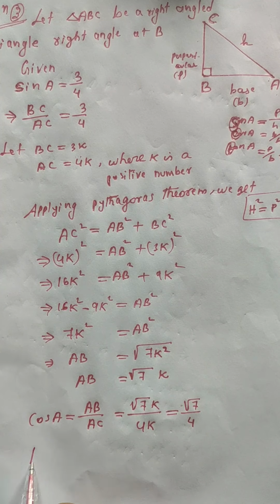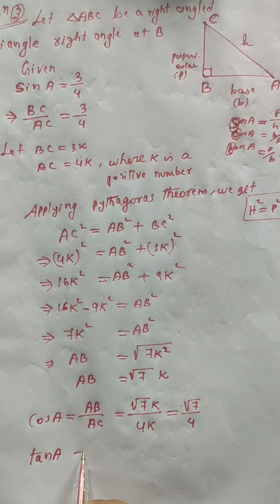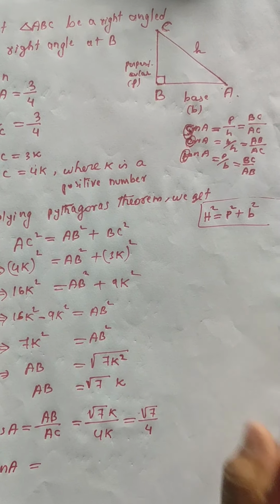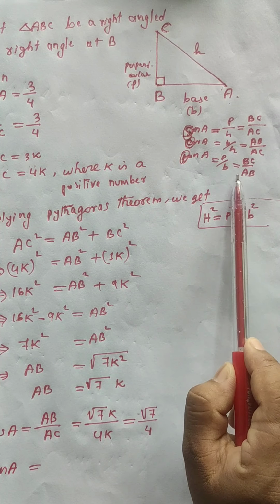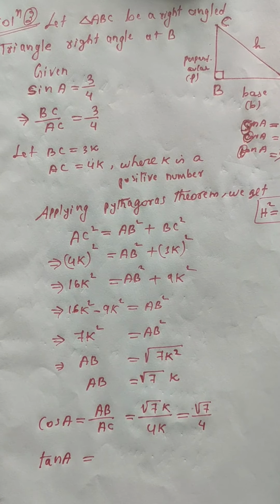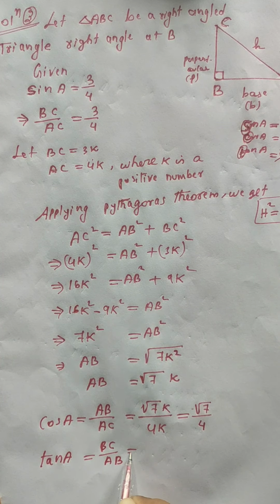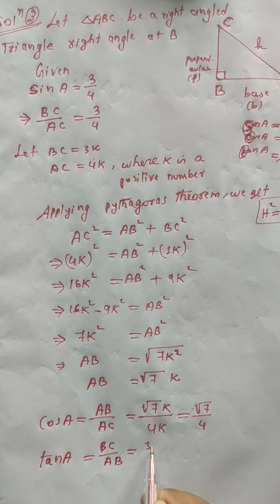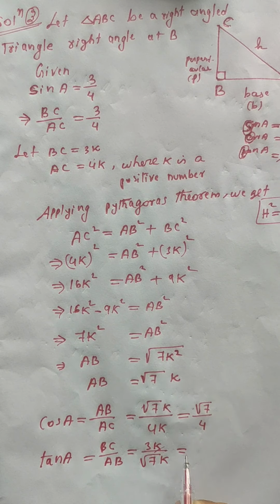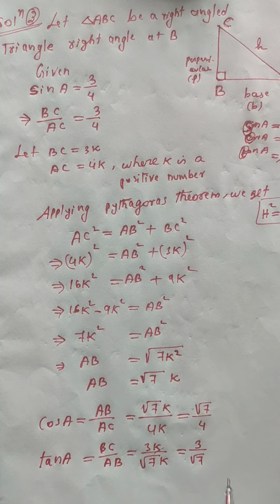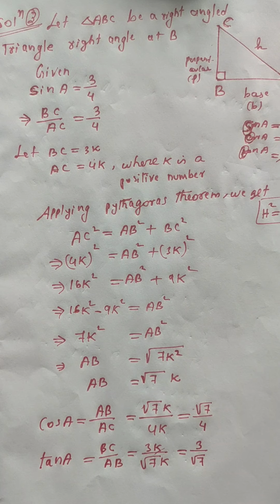Tan A, right? Now what is the formula for tan A? Look at here. Tan A is BC by AB. What is BC? BC is 3k. AB is root 7k. K cancels. Answer will be 3 by root 7. So this is the final solution of question number 3.